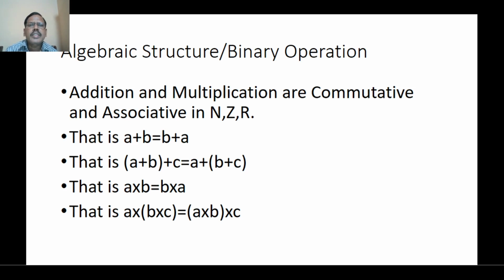Addition and multiplication are commutative and associative in N, Z and R. That is, A plus B is equal to B plus A, (A plus B) plus C is equal to A plus (B plus C), and for multiplication, A into B is equal to B into A, and associative is yes, (A into B) into C is equal to A into (B into C).